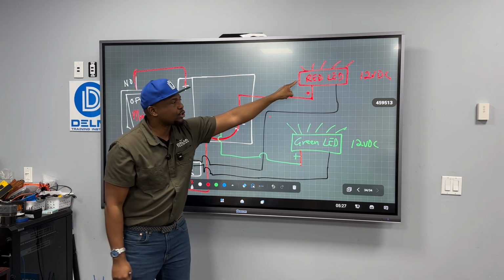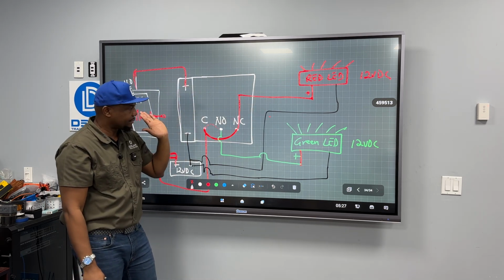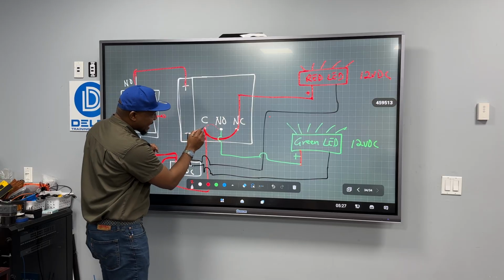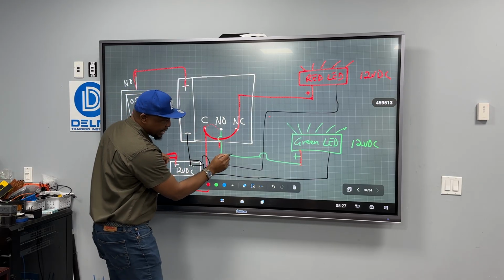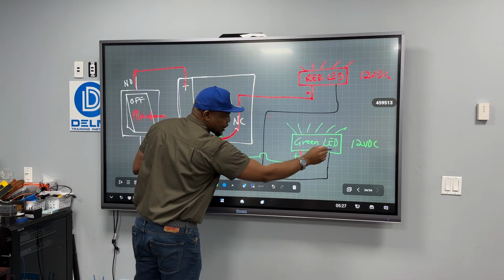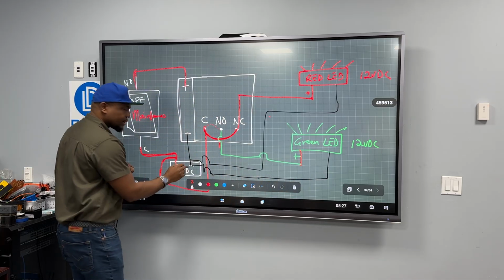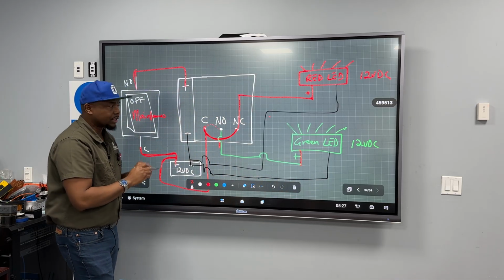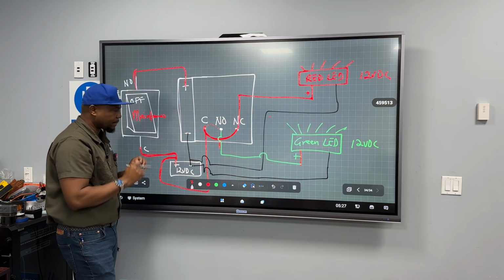So what is going to happen to the red light? It's going to go off. And this voltage that came from here is going to flow through the green. It gets consumed, and it comes back to the ground. Okay, so this is what we are trying to achieve.